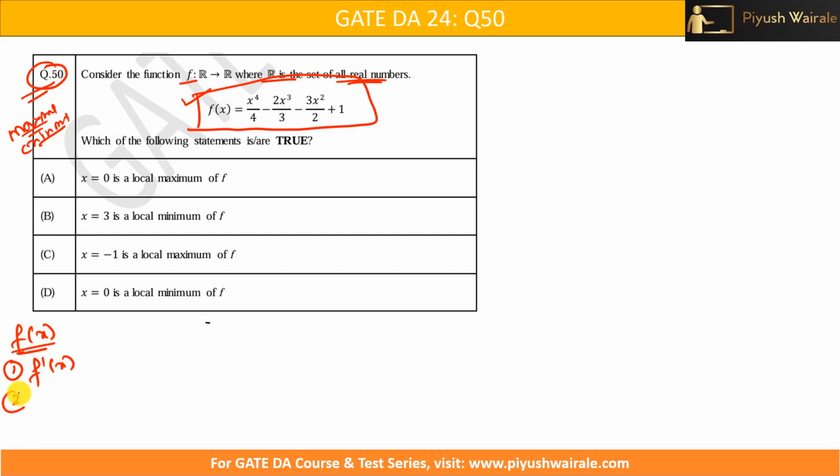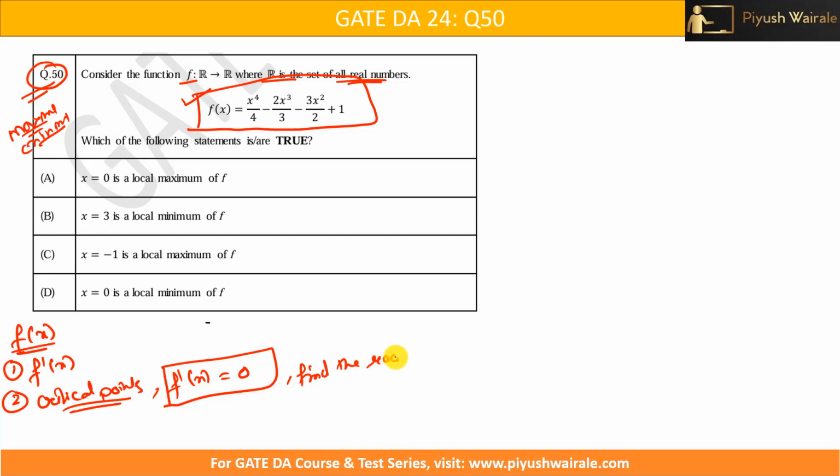In the next step, we find out the critical points. How to find the critical points? That is when f dash of x is equal to 0. So first we have to find f dash of x, then equate it to 0 and then find the roots. So we need to find the roots of this particular equation f dash of x equals 0.